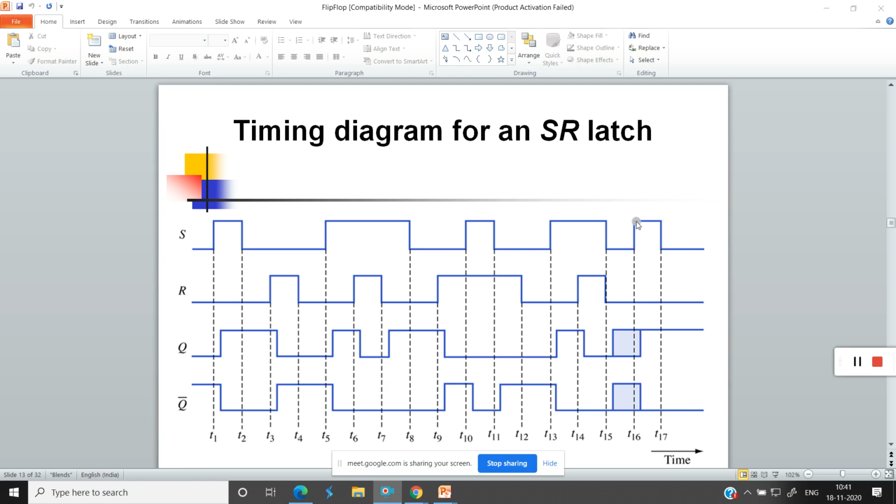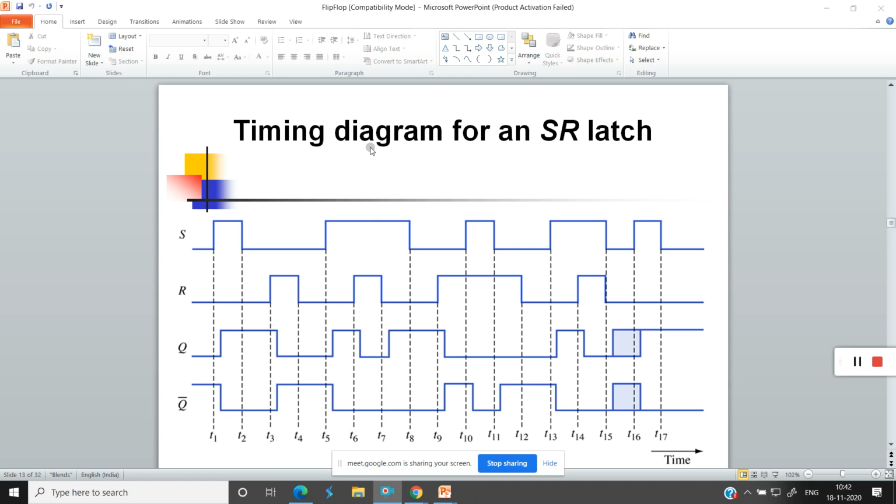Suddenly when R becomes 1 here, Q becomes 1, Q bar becomes 0. S equal to 1 means it will set the latch. R equal to 1 means here it will reset. You can see the first two states. At time instant t1, S is 1, Q is 1. At time instant t3, R is 1, Q is 0. It is in the reset state. So this is a timing diagram for an SR latch.